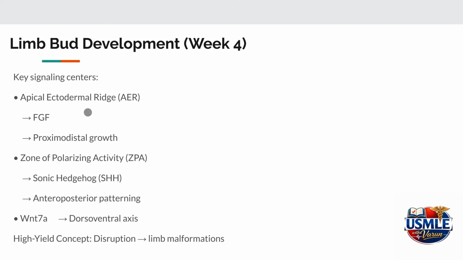The apical ectodermal ridge produces fibroblast growth factor, or FGF. This controls proximodistal growth, meaning growth from the shoulder towards the fingers. The zone of polarizing activity produces the sonic hedgehog gene. This controls anteroposterior patterning, meaning thumb to little finger orientation. WNT7A controls dorsoventral patterning, which determines the palm versus the back of the hand. Any disruption in these signaling centers leads to limb malformations.